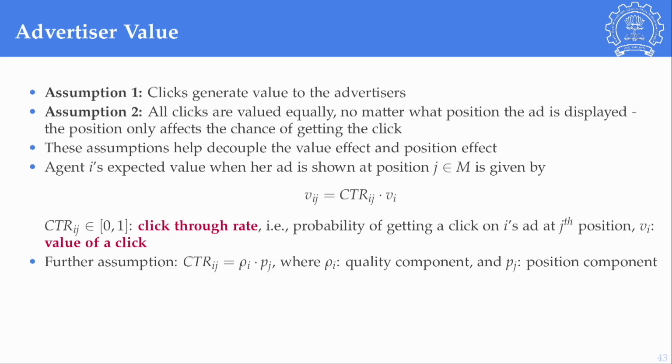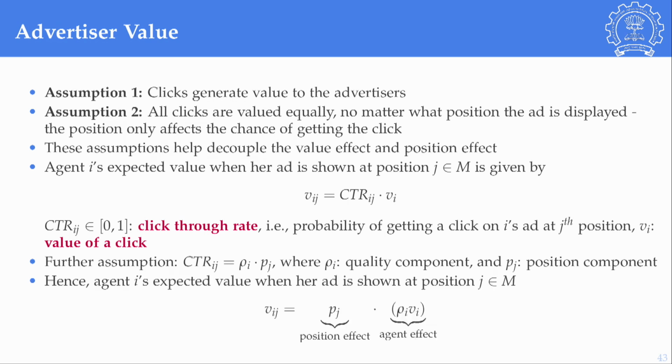It is just like I see the first ad first and then the second ad from the viewer's viewpoint, and that effect is captured here. So, Pj is the position component, rho i is the quality component. All these are basically to simplify our analysis. Together you can think of this Vij now as only the position effect and the agent effect. Agent effect takes this rho i times Vi. This is what I want to estimate.